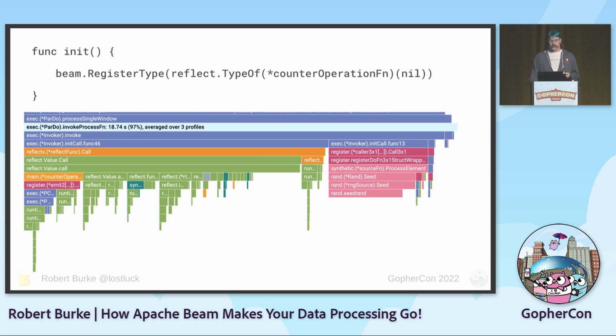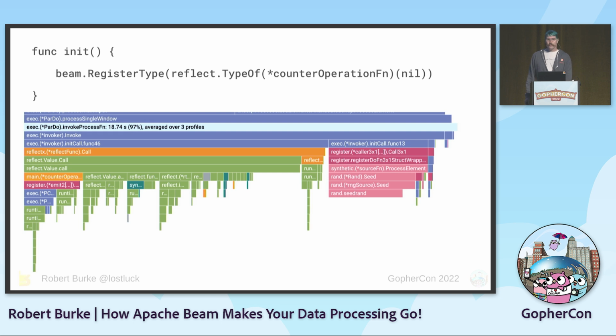Cloud Profiler, fortunately, color codes packages pretty nicely. So in this case, that little sliver of gold off to the bottom left side is the counter operation function, and then all of that green is reflection overhead or runtime overhead. So, as you can see, it takes up a sizable amount of the profiled time in the pipeline.